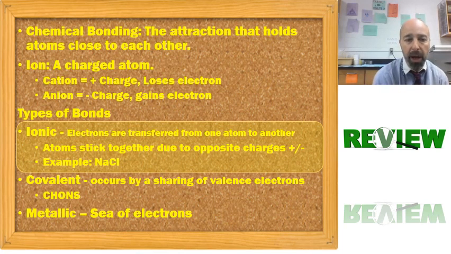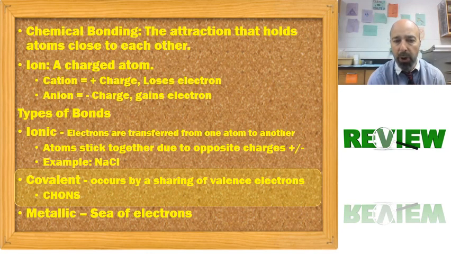So now we have a few different types of bonds that can happen here. We can have an ionic bond in which electrons are transferred from one atom to another. Atoms stick together due to opposite charges attracting, positive and negative. A good example of this that you want to remember is NaCl, or really sodium chloride, or really salt. We have covalent bonds, which occur by a sharing of valence electrons. Remember, covalent, cooperate, and you want to think of the CHONS elements for this.